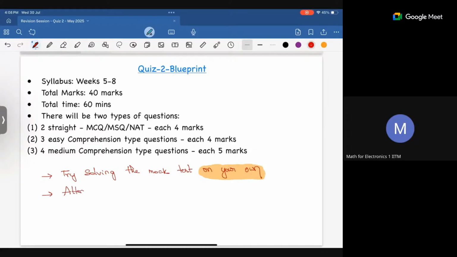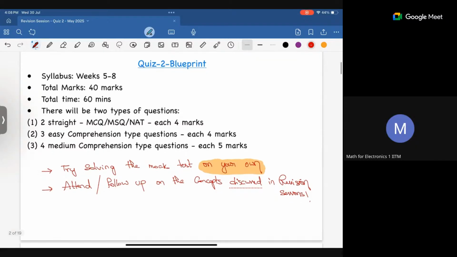And try to attend or follow up on the concepts discussed in revision sessions. So all I mean is try to attend the revision sessions. And mainly you should not take the problems that I solve. Rather you should take the concept that we are dealing with and try solving more and more problems around that concept. Okay. So that is one thing.